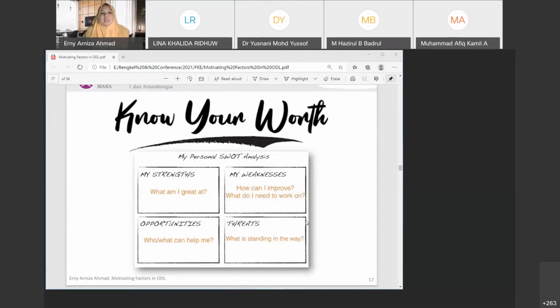Okay, my personal SWOT analysis. So basically, S for strength, W for weakness, O for opportunities, and T for threats. For strength, what am I great at?